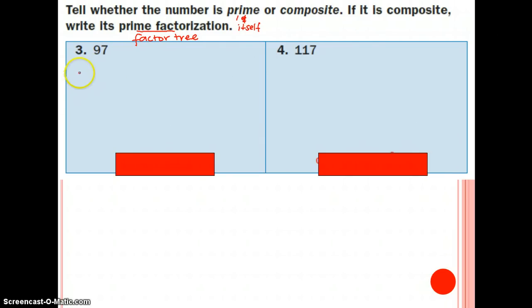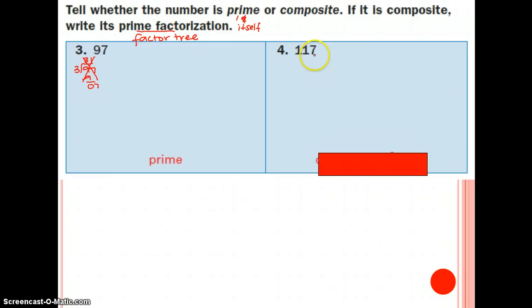97. Figure out, is there anything that goes into 97? It's not even, so it can't be divided by 2. But can it divide by anything else, like 3? And if you need to, just take a second and try to do some. No, that's not going to work. I'm not going to get an even number. This one is prime, actually. 97 is prime.